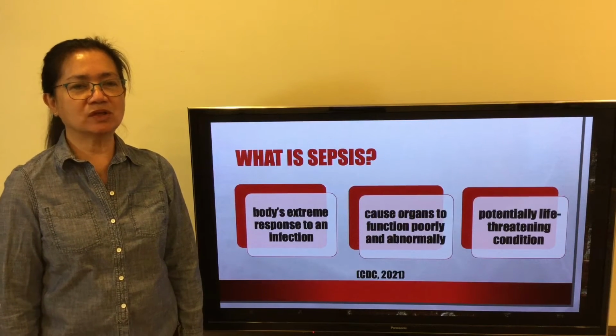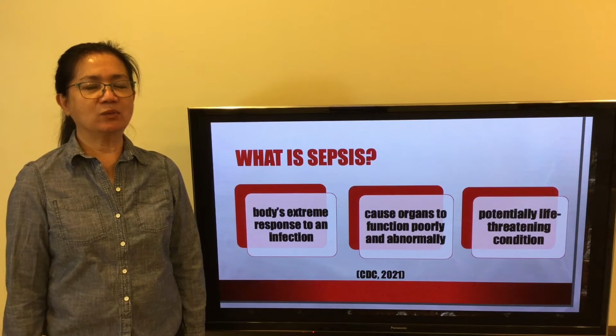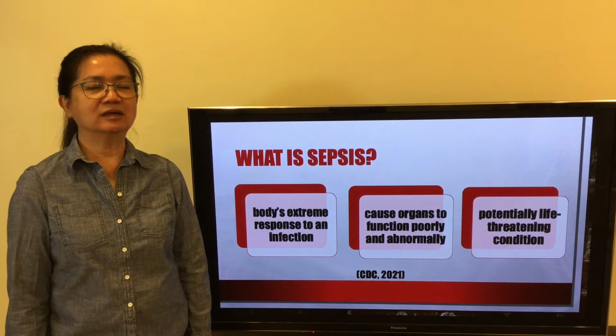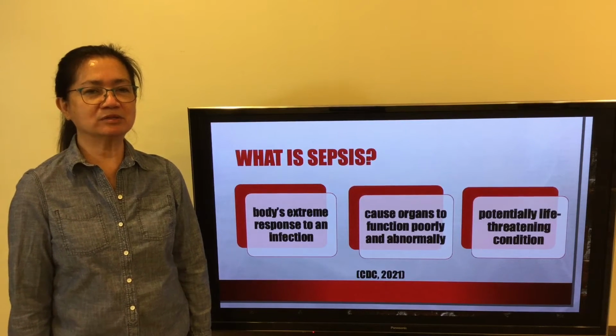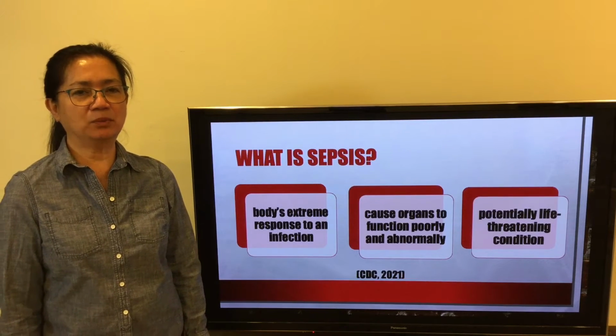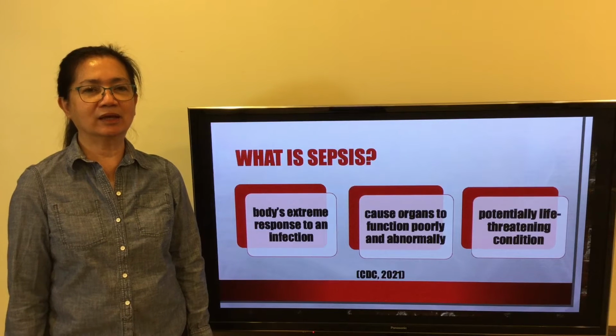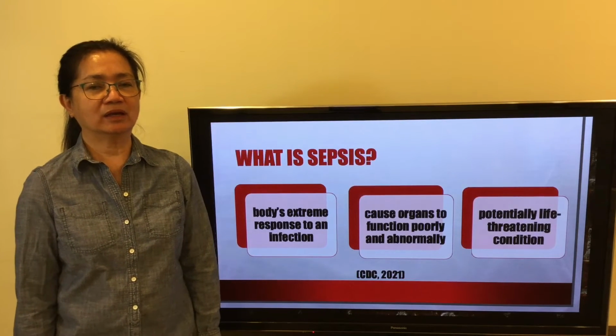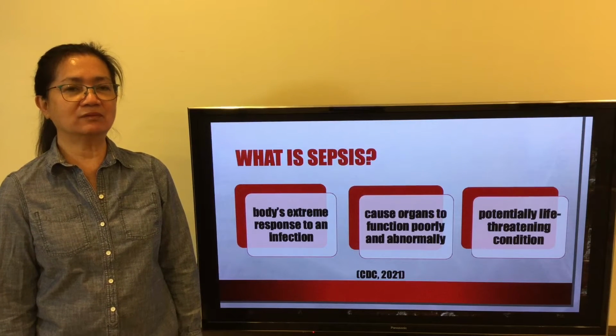So we are going to start with defining what sepsis is. According to the CDC, sepsis is the body's extreme response to an infection. It causes organs to function poorly and abnormally, and sepsis is a potentially life-threatening condition. And sometimes it leads to death, unfortunately.